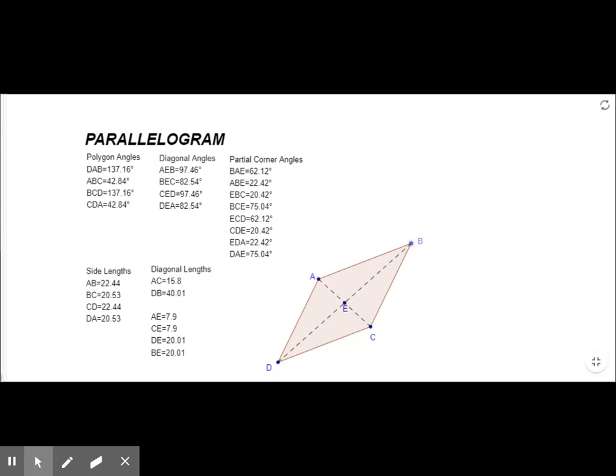Well, notice all those little pieces are right here. And that's where you'll find that information. AE is the same as CE, so that one got cut in half. DE and BE are the same. Those got cut in half. So the answer to that is yes, the diagonals do bisect each other. If you have a situation where these two are the same but these two are not, we would say they don't bisect each other because only one of them got cut in half.